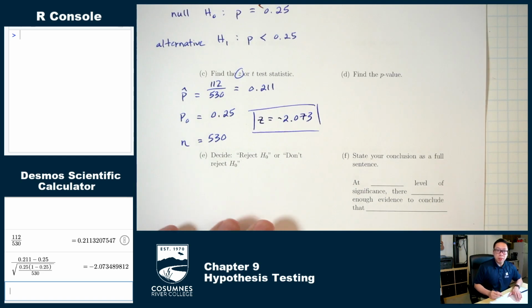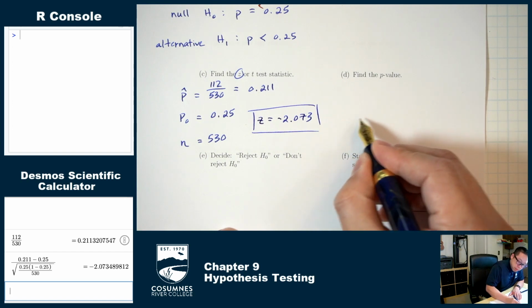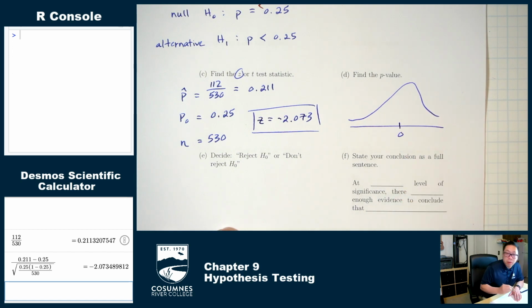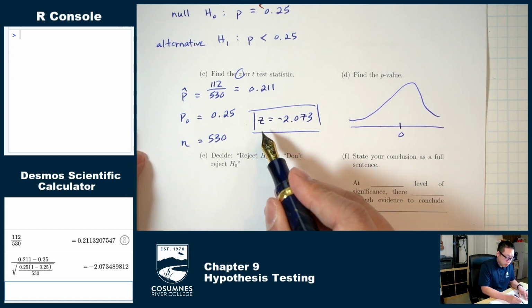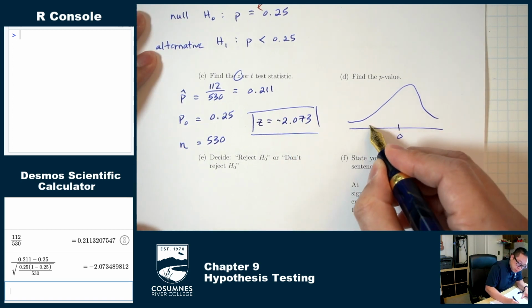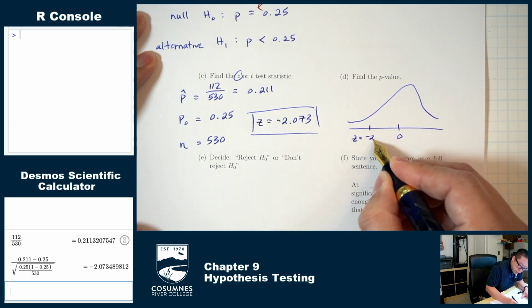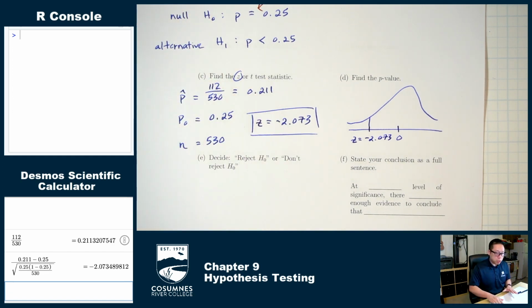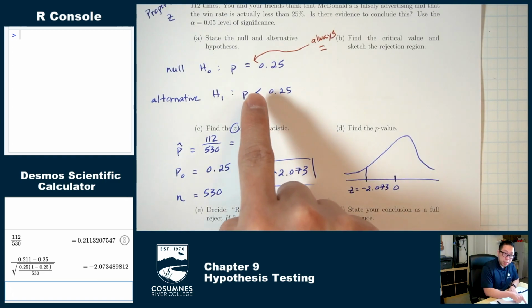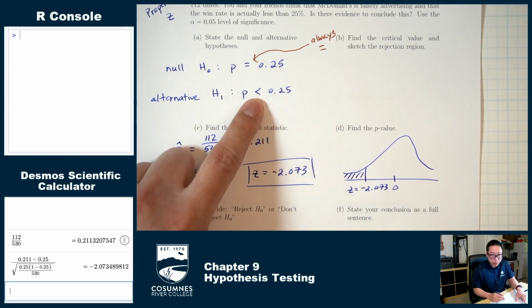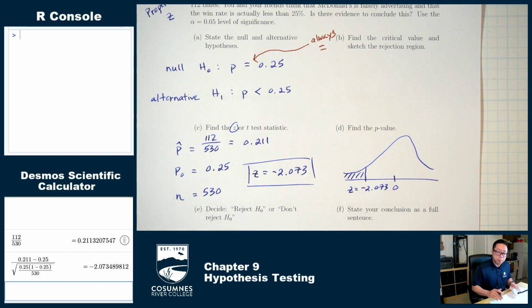Part D, find a p-value. I'm going to draw my Z distribution. I'm going to put 0 in the middle. And we're going to put the Z test statistic that we found in part C on our Z distribution. Negative 2.073 should be on the left side. And for all of these problems, the picture should either be shaded to the left, shaded to the right, or two tails. This is a less than. Less thans will be shaded to the left. Greater thans will be shaded to the right, and then not equals will be two tails.